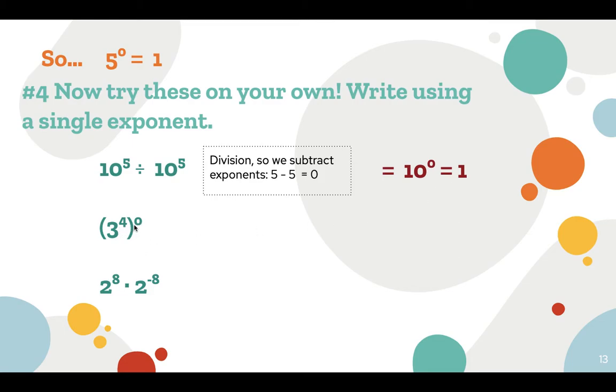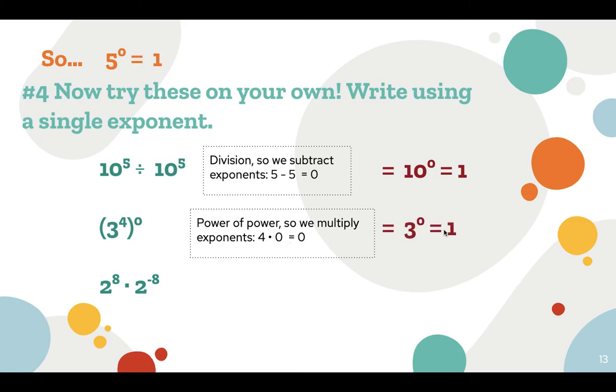This one's power to power, so we're going to multiply. So we keep our base, so 4 times 0 is 0, so our answer is going to be 3 to the 0 power. 4 times 0 is 0, which equals 1. Anything to the 0 power is 1.